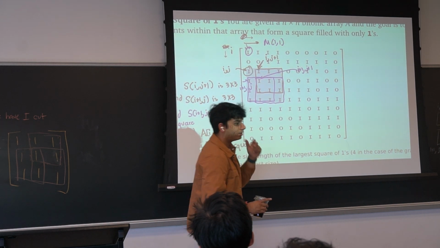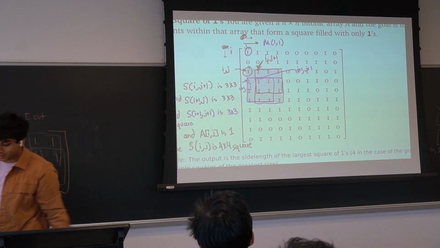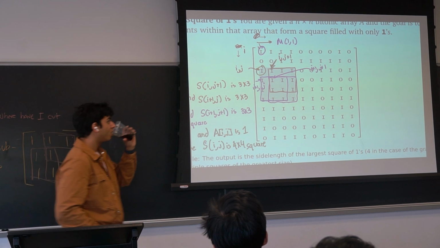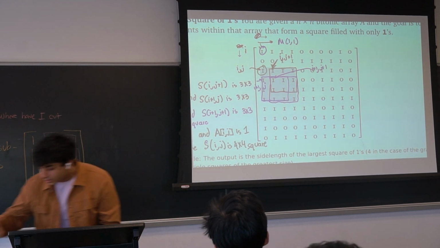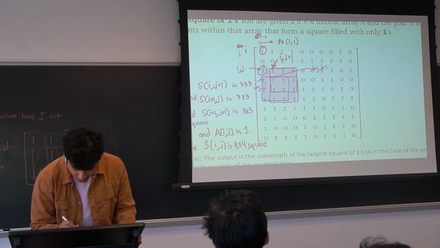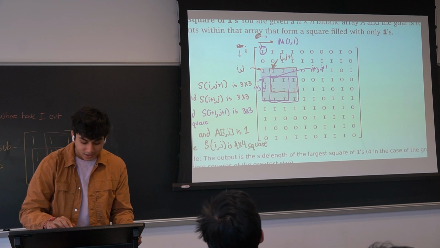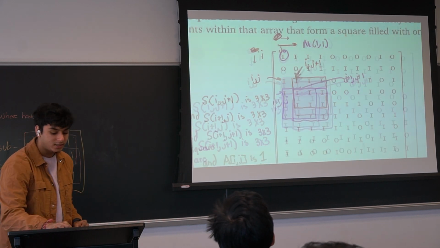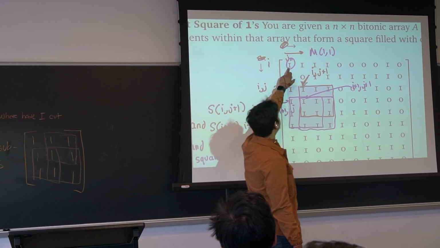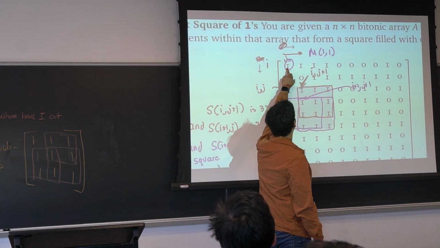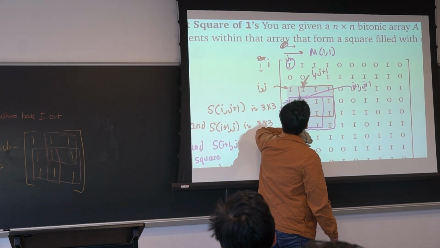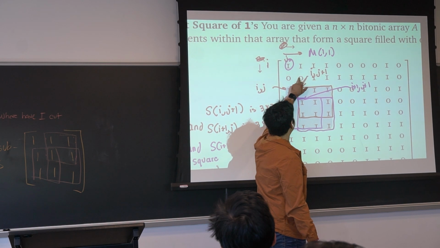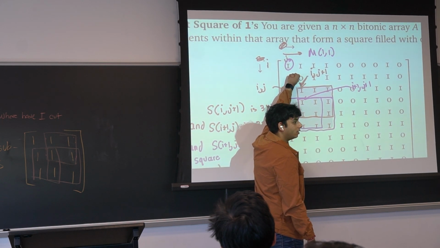Oh, never mind. No, go ahead. I want to know what you were thinking there. It's important. Well, I thought it was the 0. Yeah. So if I start, recall the English definition. M(i,j) finds the length of the largest subsquare of 1's starting at (i,j). If (i,j) is 1, 1, the length of the longest subsquare here is 1. If I start here, the length of the largest subsquare is 1.